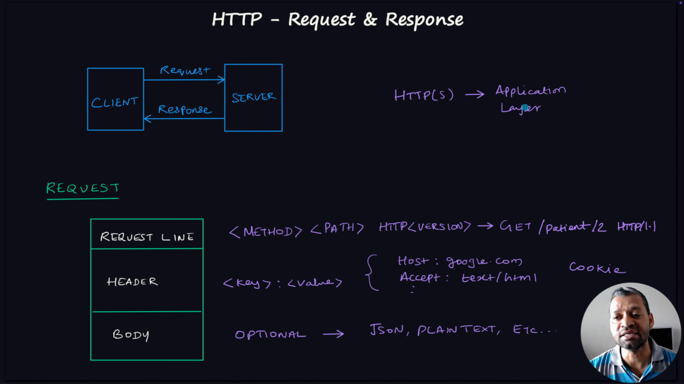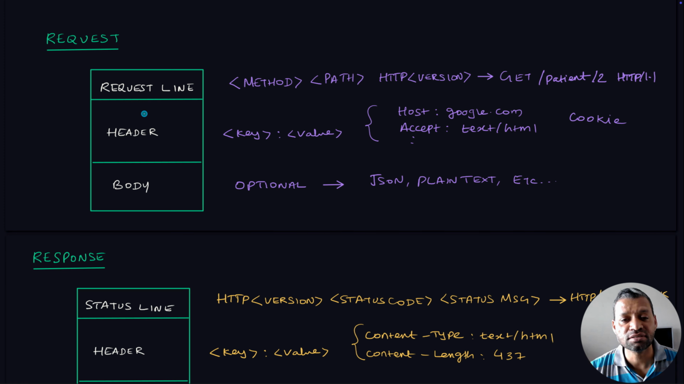This HTTP is an application layer protocol, so the underlying network or transport infrastructure will not be aware of this protocol. This protocol defines a particular structure and format for request as well as for response. We will take a brief look at them now. This is the structure or schema for the request. So the request always starts with a request line. Then we will have header, and then optionally we may have body.